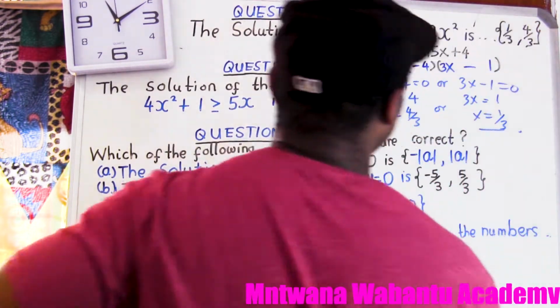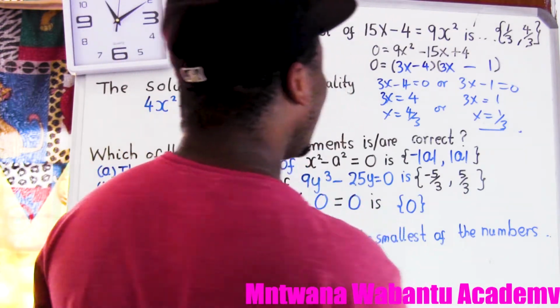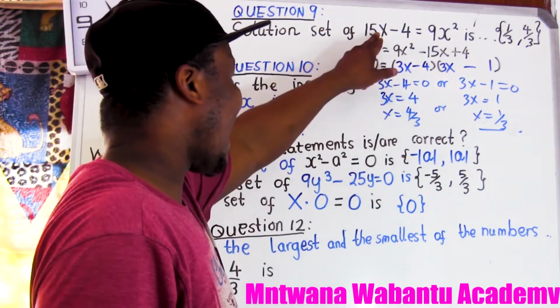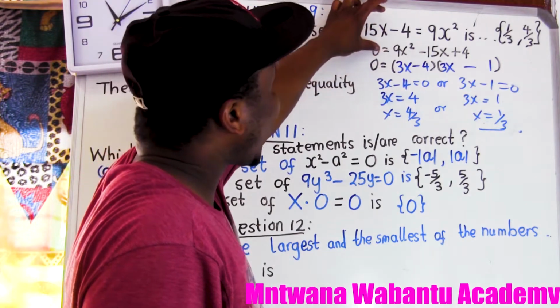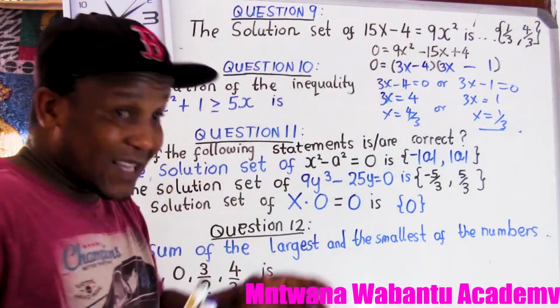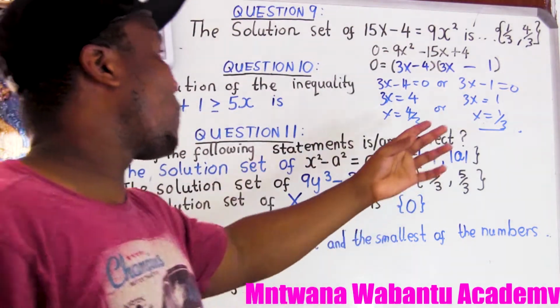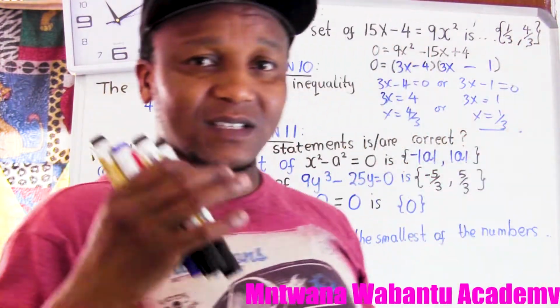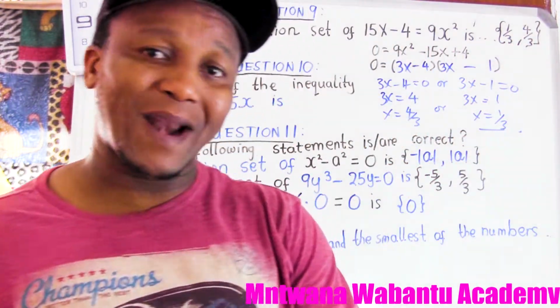But before we say this is the actual solution set, it's very important you take this value of x and plug it in here. The one you get on the left must be equal to the right, and then that's going to be your solution set. But if one of these does not give us the equality, then take that one out.